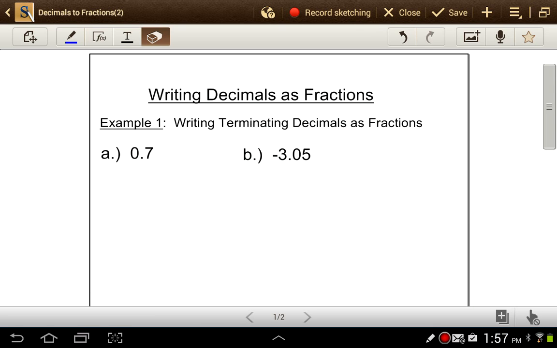Today we're going to work on writing decimals as fractions. I have two examples for you. First example is writing terminating decimals as fractions. The second example is writing repeating decimals as fractions. So first let's go over terminating decimals. Those should be a little quicker, a little easier to work with.